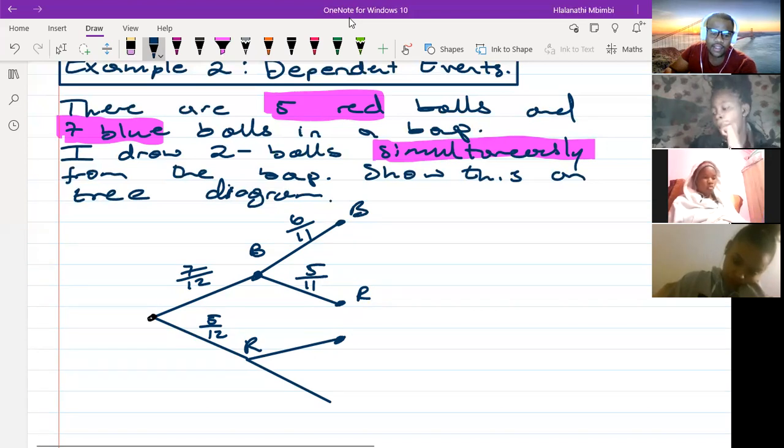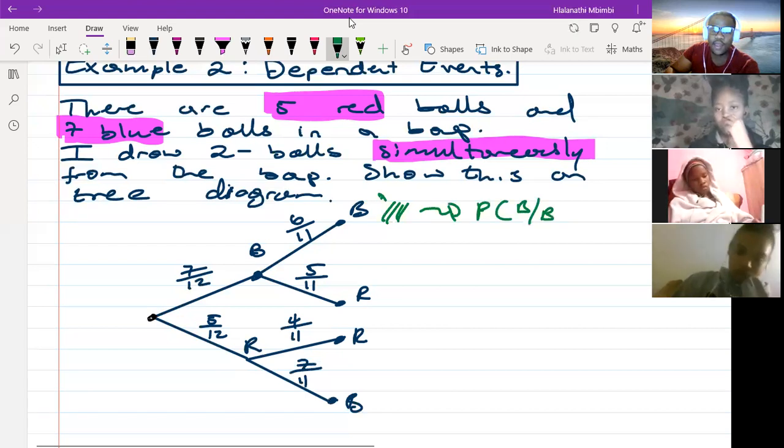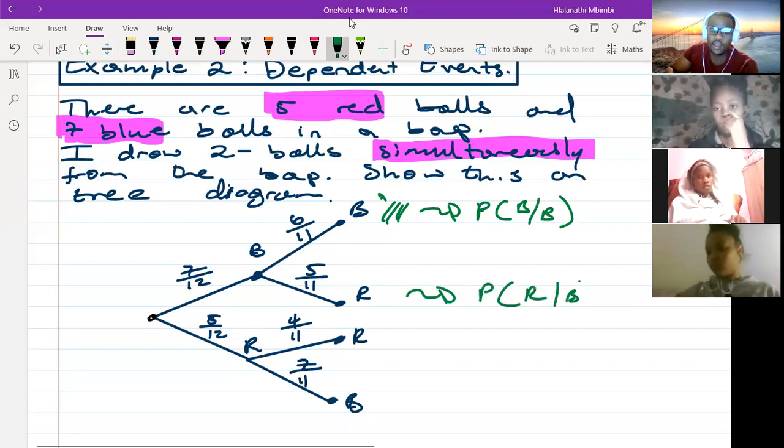Same applies here. If you draw out a red ball first, then you're looking at 4/11 for another red ball. And if you are drawing out a blue ball, you're looking at 7/11. This is the probability that we have here, guys. The probability at this point is the probability of B given that B has happened. The probability here is the probability of R given that B has happened.